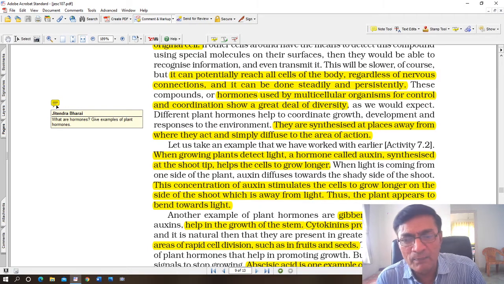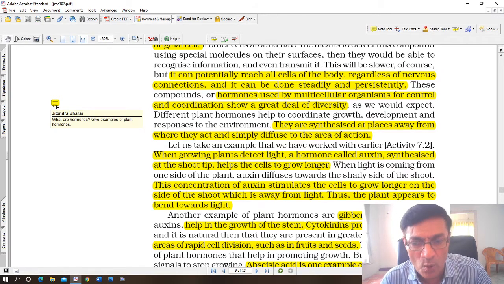Another example of plant hormones are gibberellins, which, like auxins, help in the growth of the stem. Cytokinins promote cell division, and it is natural that they are present in greater concentration in areas where cell division takes place rapidly, such as fruits and seeds. These are examples of plant hormones that help in promoting growth.